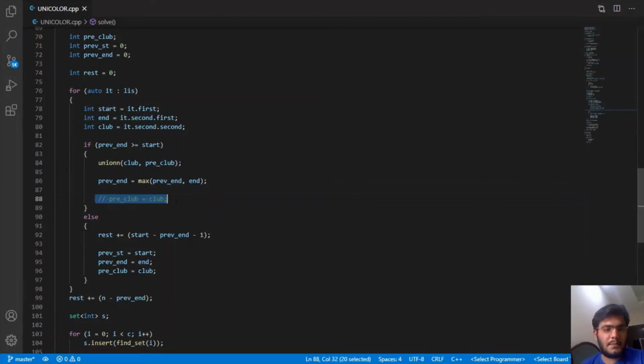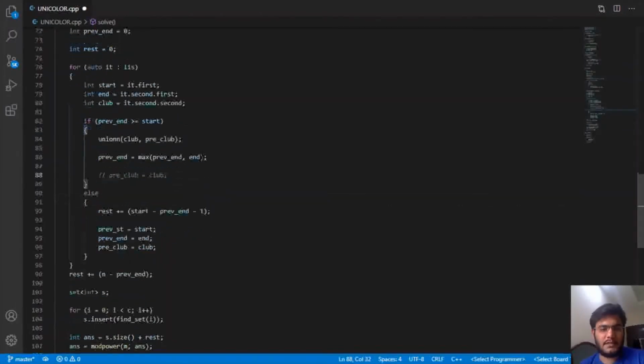Also, we can update the previous club as club. It is based on our choice. If you want, you can update this particular club, and if you don't want to, you do not do this, because it is redundant only, since these two clubs, the previous club and club, are already in the same set. So if you take its union with another set, you can consider any of the two. So you can use this line, or you can also omit this particular line.